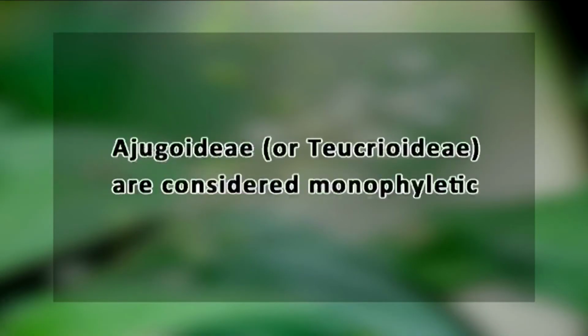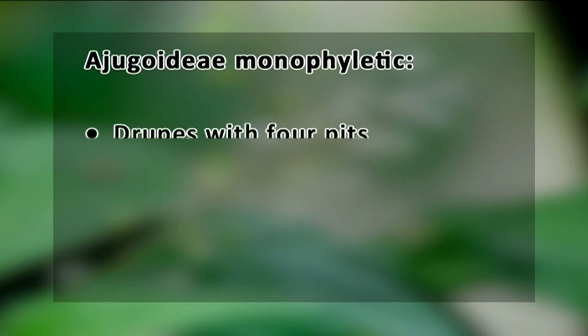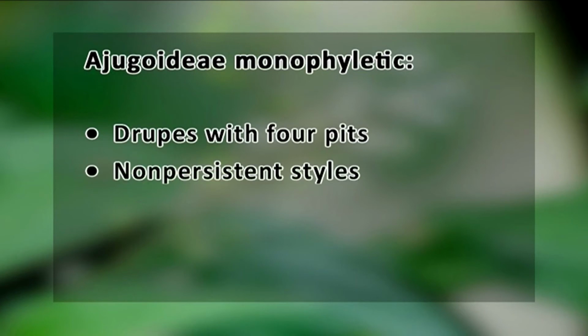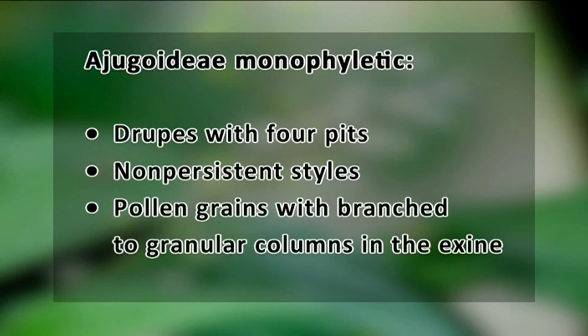Several monophyletic groups can be distinguished within the family Lamiaceae. Ajugoideae, sometimes called Tichoroideae, can be considered a monophyletic group, or nowadays we recognize it as a subfamily. The basis for recognition of Ajugoideae as a separate clade or subfamily is that their drupes have 4 pits. Also, they have non-persistent styles. Again, one more character in Ajugoideae is that the pollen grains are branched to granular columns.